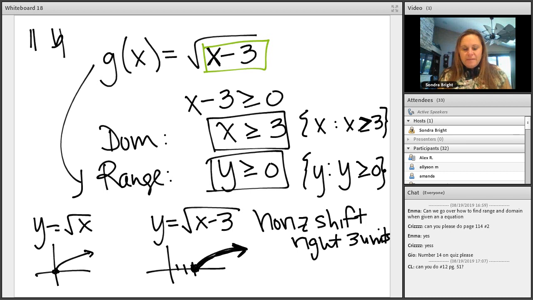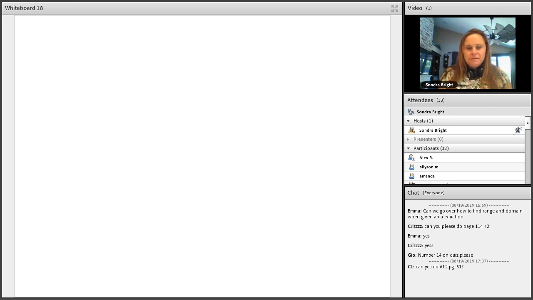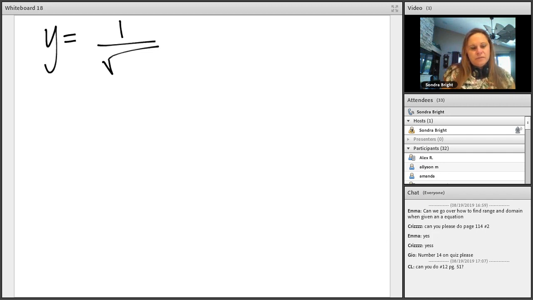Okay, hopefully that makes sense for domain and range. Let me just do a couple more, just because you never know. What if you had, I'm just making this up right now, 1 over the square root of x minus 3, right?